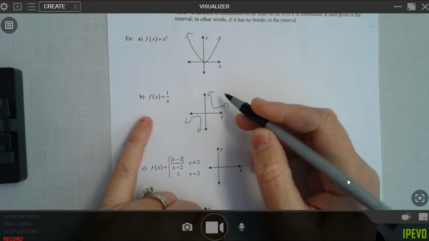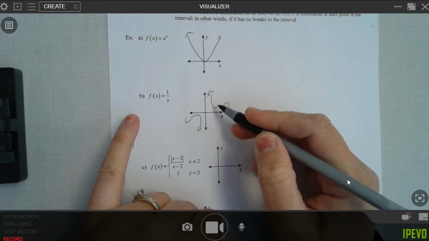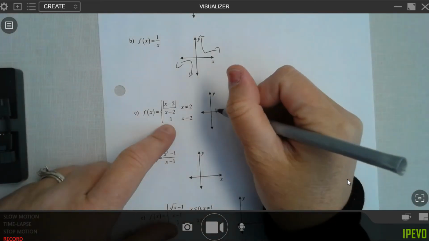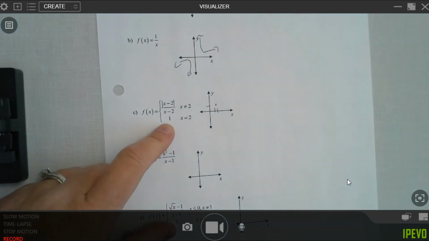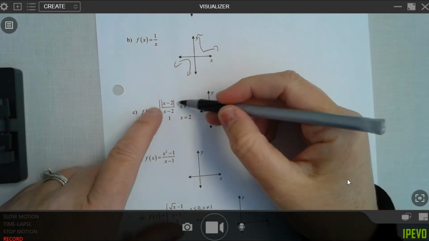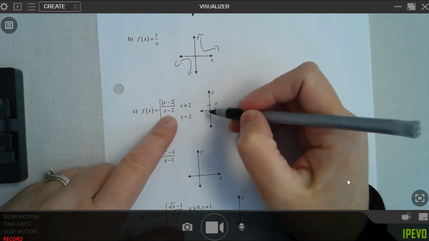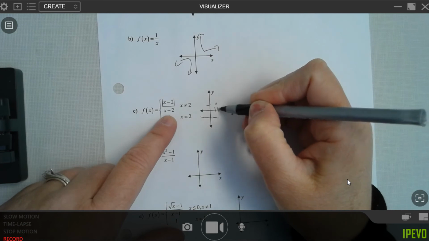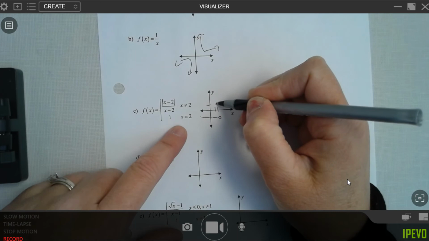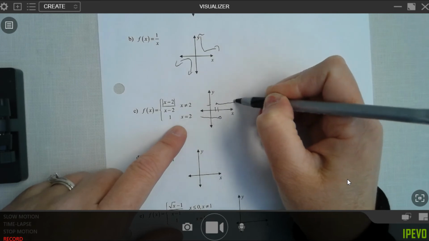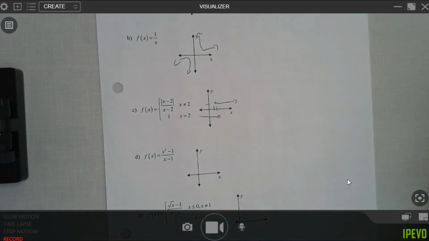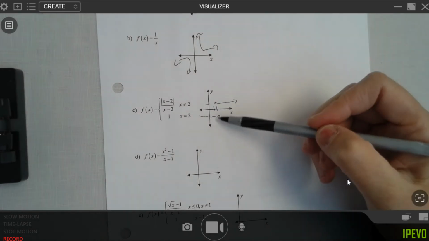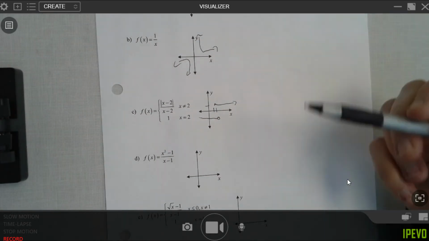I can see the thing is really slow. Okay, now it just caught up to me. This one, so when x equals 2, I have a dot right here. Put in the bucket. So when it's not 2, I got a slope of here. And then here. So it jumps right there. So this is not continuous at 2.